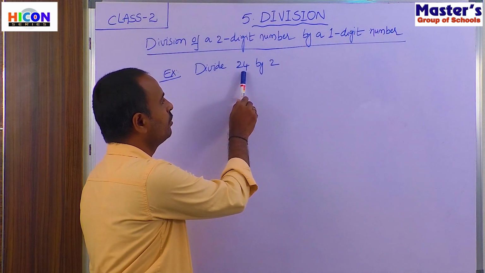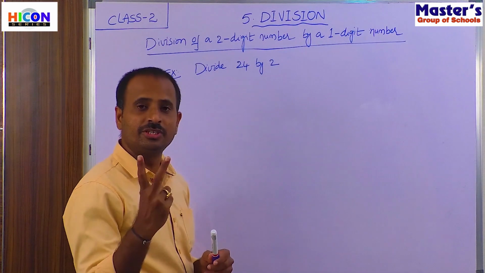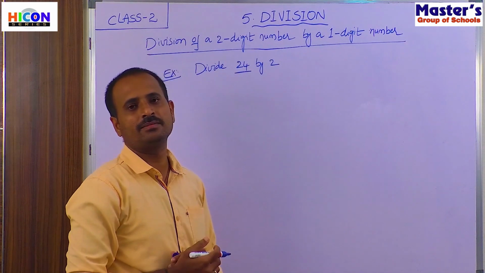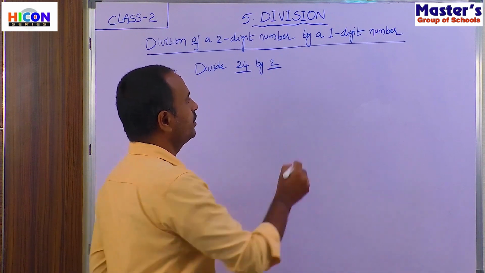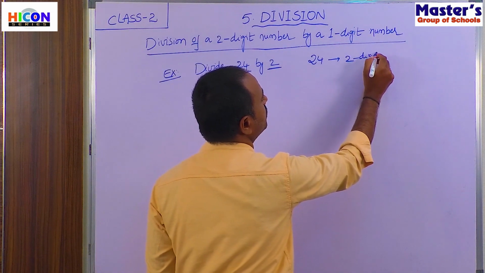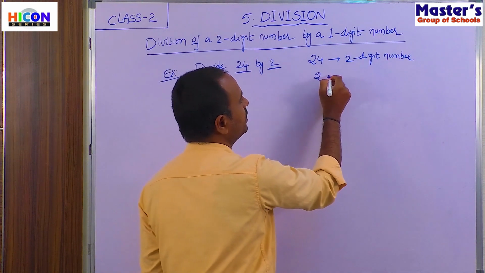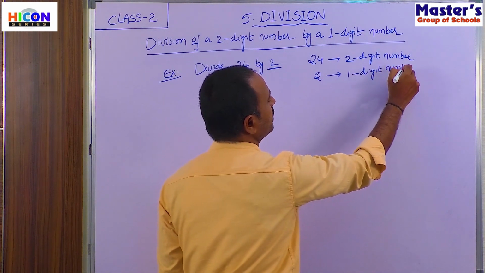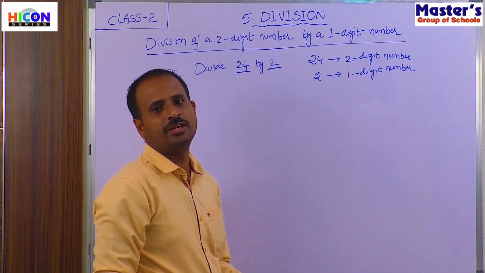Divide 24 by 2. So children, here 24 is a two-digit number. Here in 24 there are two digits. So 24 is a two-digit number and 2 is a one-digit number. Now children, let us see how to divide a two-digit number by a one-digit number.